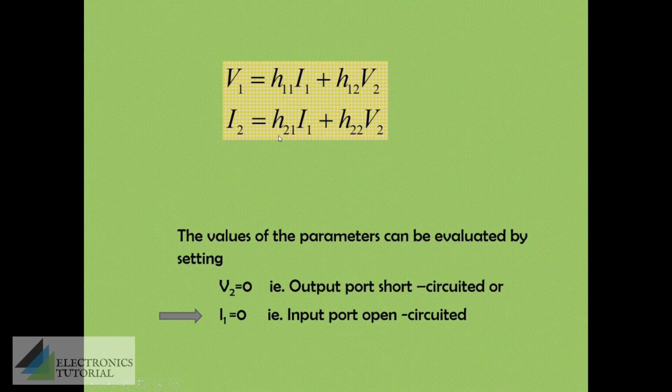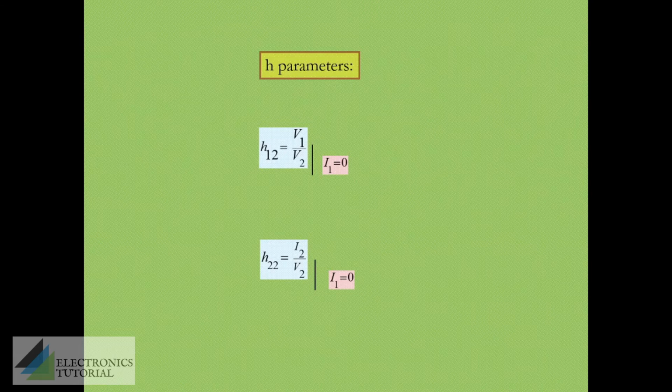In the second expression, this term will be 0 and the remaining will be I2 is equal to H22 into V2. And the value of H22 will be I2 divided by V2. So from the case I1 is equal to 0, we have obtained two parameters, H12 and H22. H12 is equal to V1 by V2 when I1 is equal to 0, and H22 is equal to I2 by V2 when I1 is equal to 0.